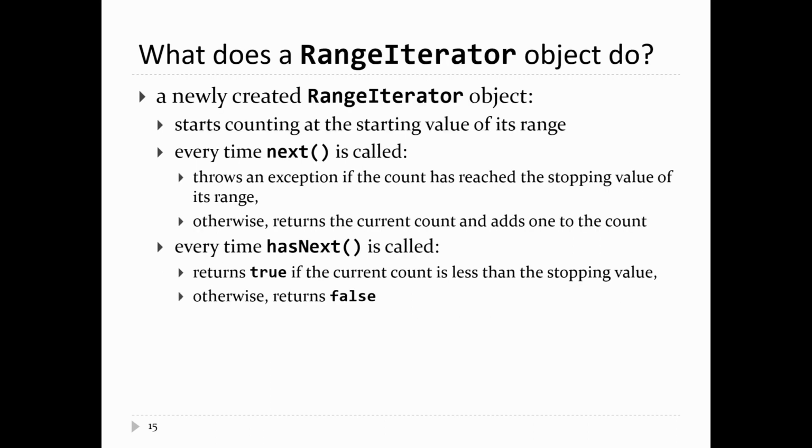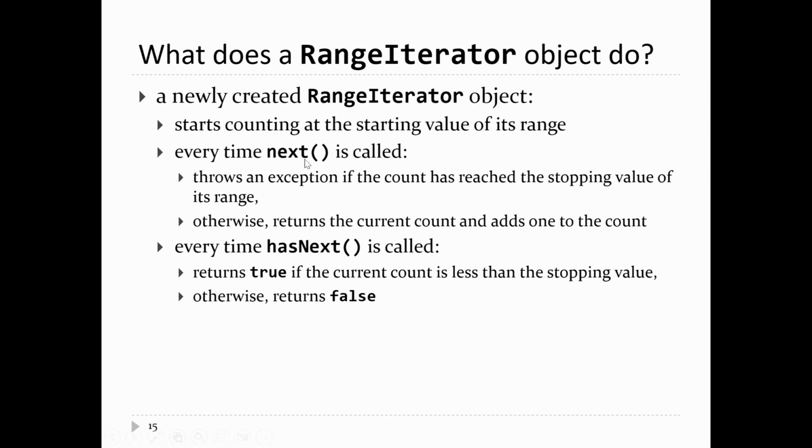Okay, so what does a RangeIterator object actually do? When you make a new RangeIterator object, remember what it's supposed to do? It's supposed to start at the beginning of the range, and it's supposed to be able to look at every element in the range. So when you make a new RangeIterator object, it's supposed to start counting from the starting value of its range. So if you make a RangeIterator object that starts at 0 and goes to 10, well, up to but not including 10, the starting value of the RangeIterator should be 0.